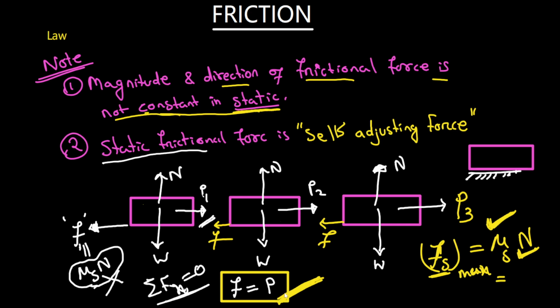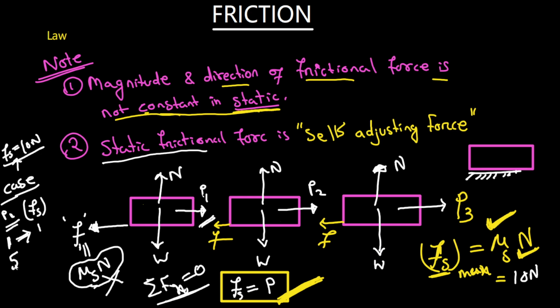But you are applying a force F, and this value has some limit. Suppose Fs maximum is 10 Newton. If you are applying 1 Newton, what will be the frictional force in this case? Suppose P1 is equal to 1. We know Fs maximum in this case is 10 Newton, which I have assumed. If I'm applying 1, what will be Fs, the static frictional force? It will be 1, because the net force in the horizontal direction will be 1.